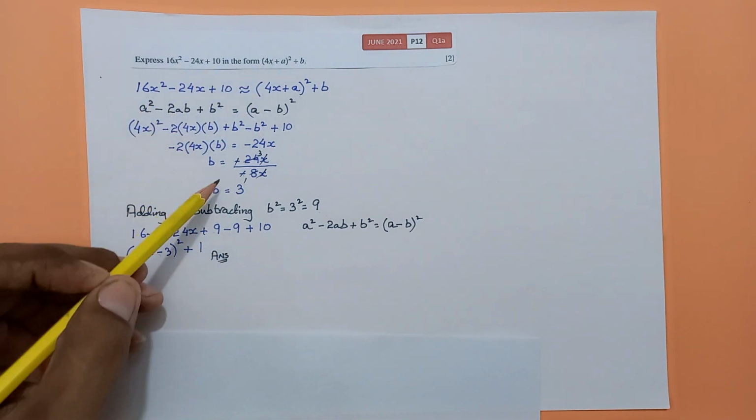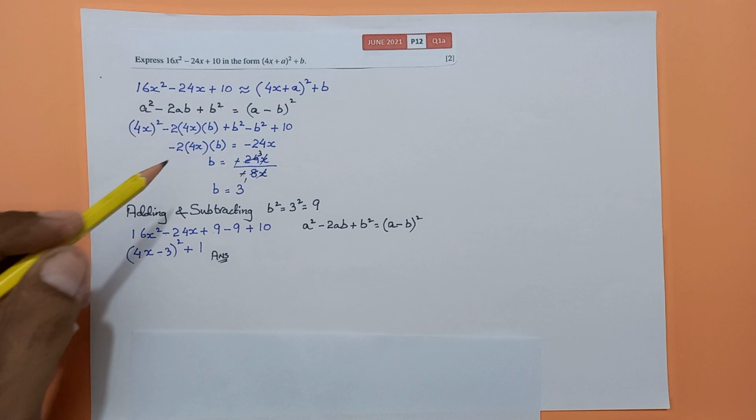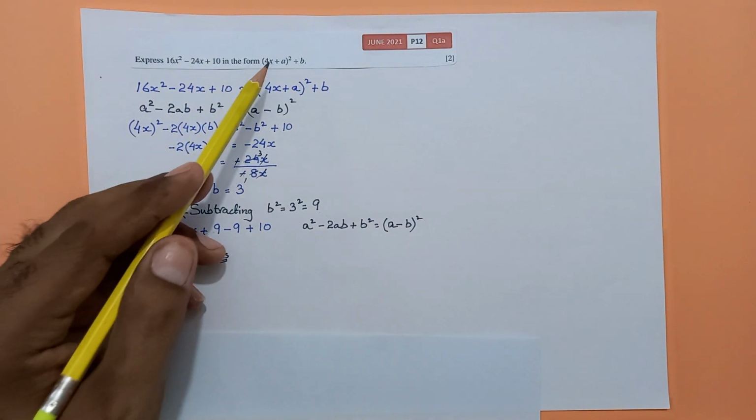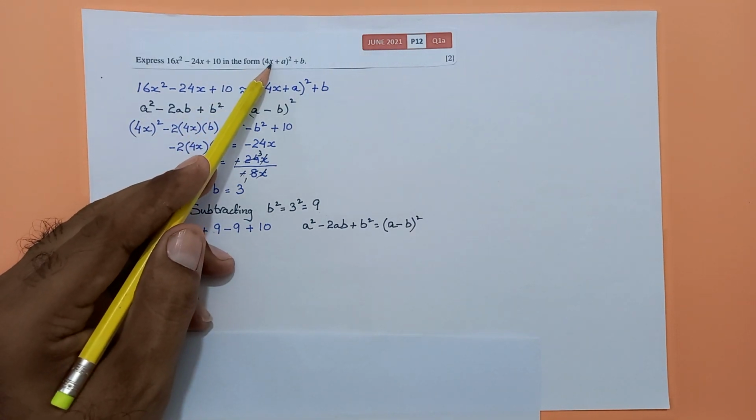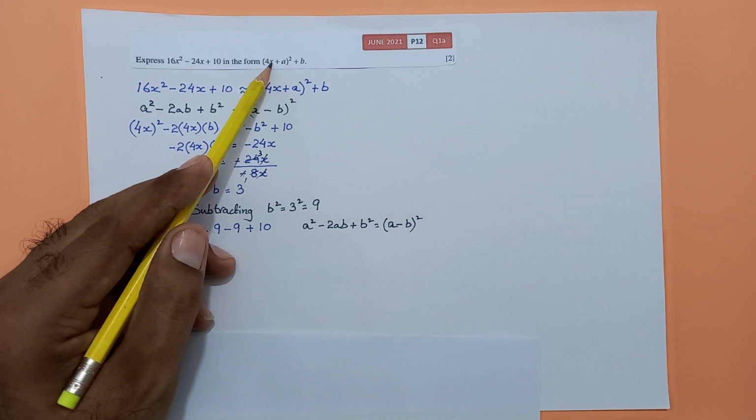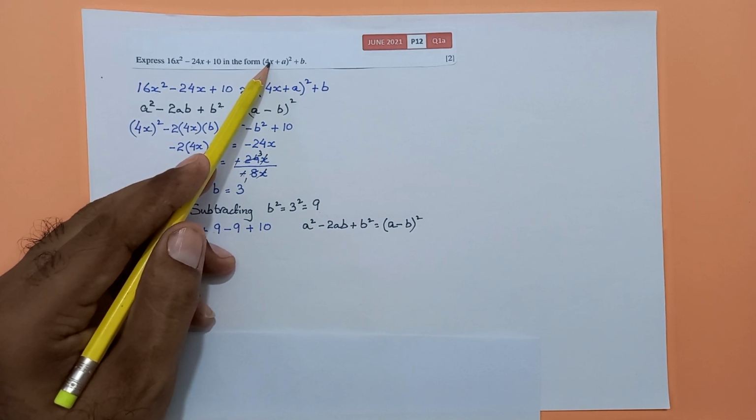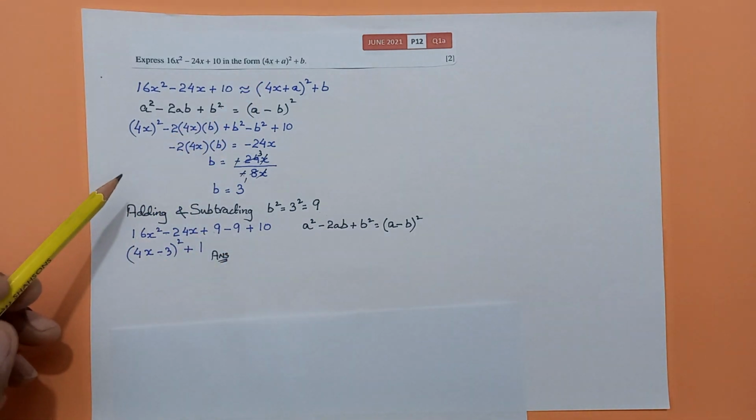This was an additional step that normally we don't do, but when we have a coefficient of x² other than 1, we definitely have to go through this process.